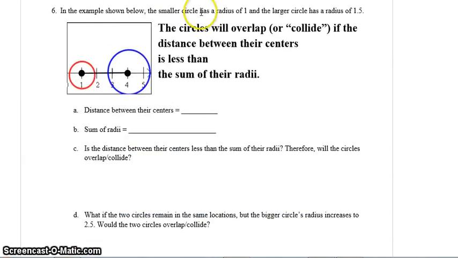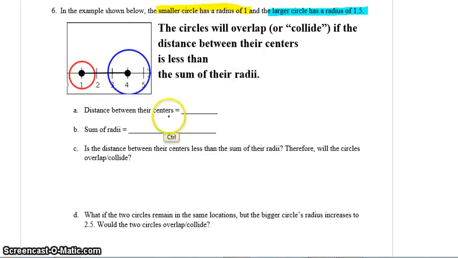In the example shown below, the smaller circle has a radius of 1, and the larger circle has a radius of 1.5. So we see two circles here, both on a number line. They give us the radii of the smaller circle and the larger circle. The circles will overlap or collide if the distance between their centers is less than the sum of their radii. So let's go ahead and figure out what this is saying.